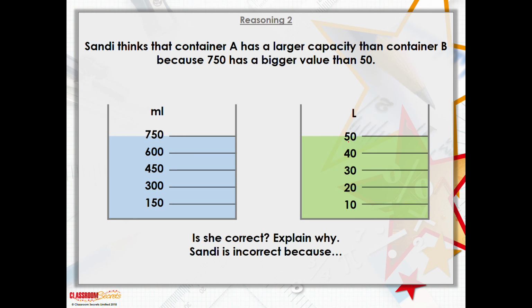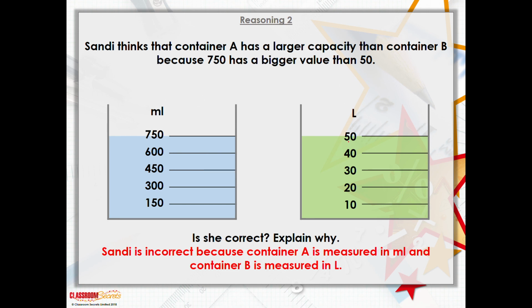So Sandy's incorrect, because container A is measured in millilitres and container B is in litres. We all know that 50 litres is a lot more than 750 millilitres.